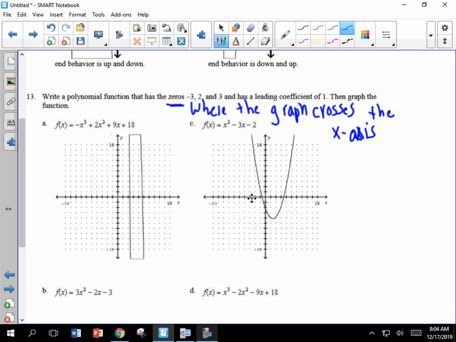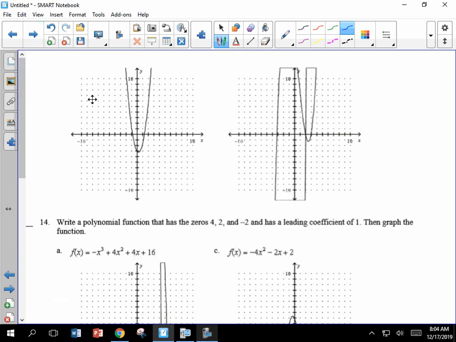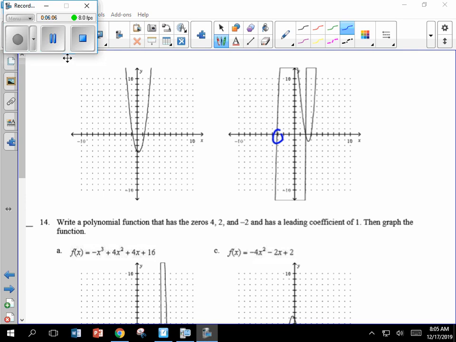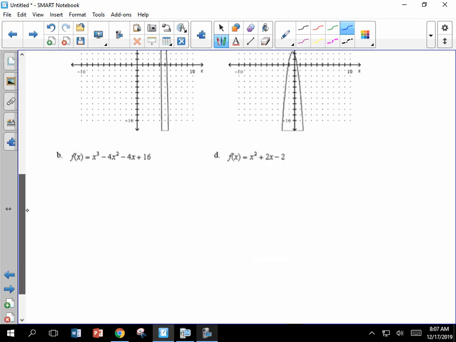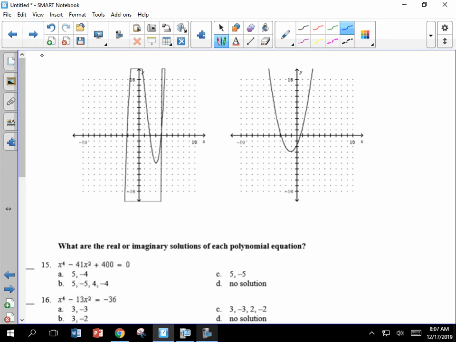This one does not. This one only crosses 2 places, so we're going to go to the next 2. This one only crosses in 2 places. This one crosses at -3, crosses again at 2, and then it crosses again at 3. So that is our answer. All right, 14 is done the same way.